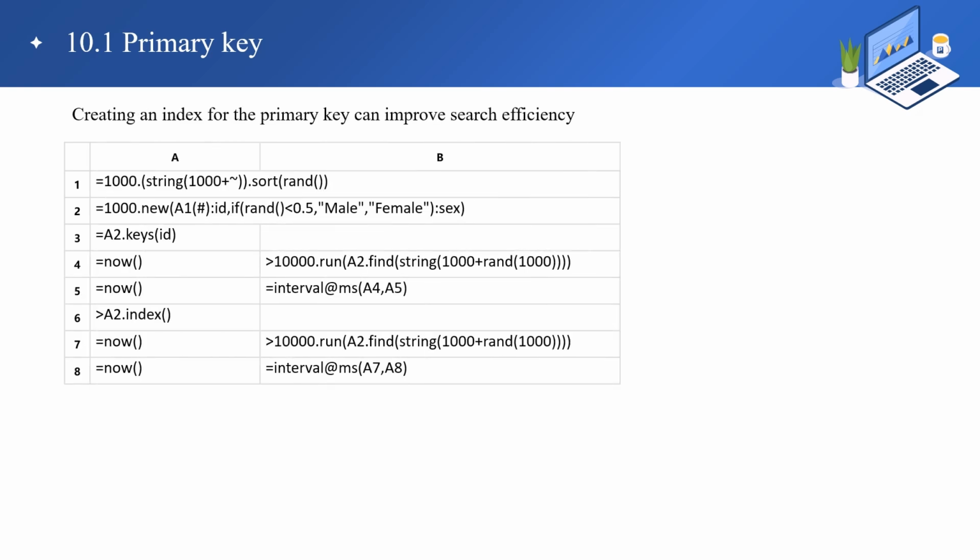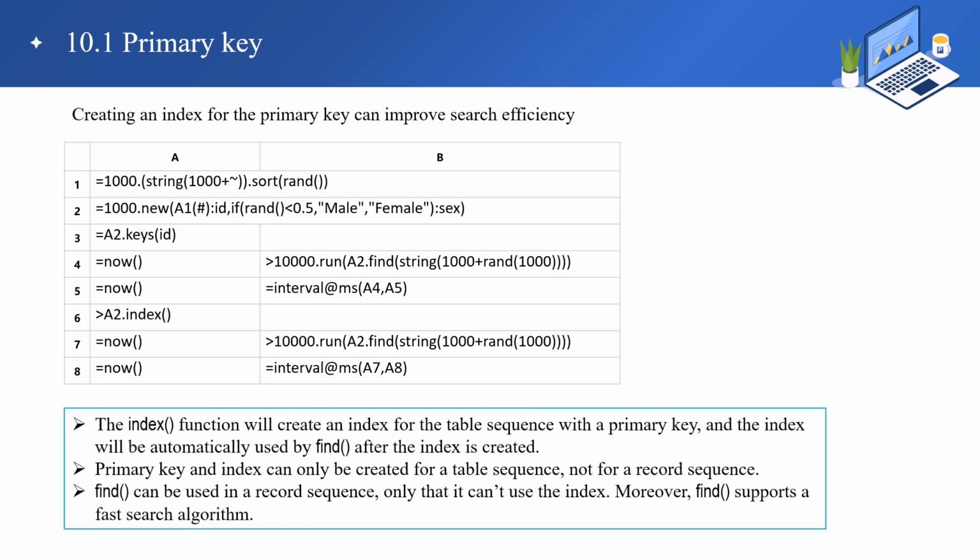It is a common action to use the primary key to find a record. If the table sequence is relatively large, the search speed will be slow, because this search usually needs to compare one by one. SPL provides a mechanism to index the primary key, and the search speed will be much faster. The index function will create an index for the table sequence with a primary key, and the index will be automatically used by find after the index is created. When you execute this code and compare the running time before and after indexing, you will find that the performance gap is very large, but it also needs to be executed 10,000 times and use interval at ms to capture.